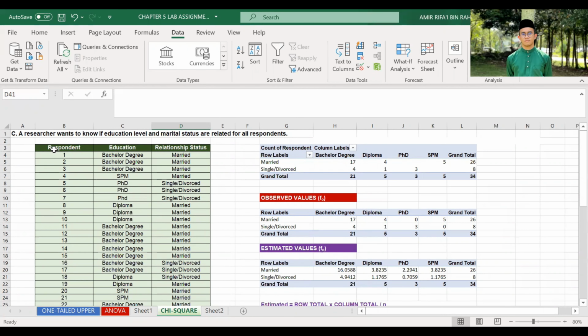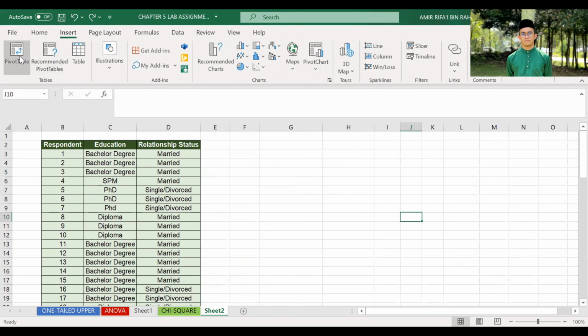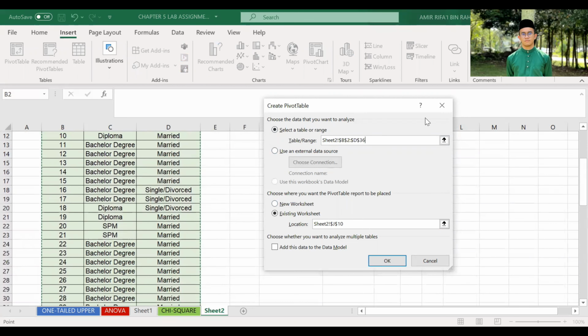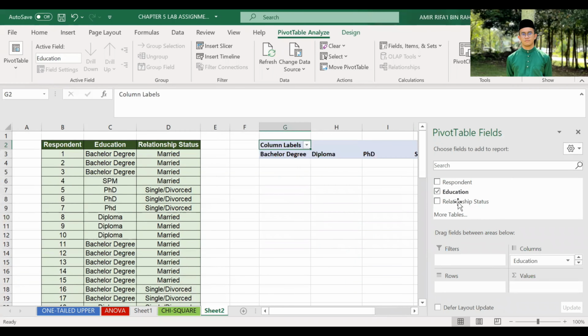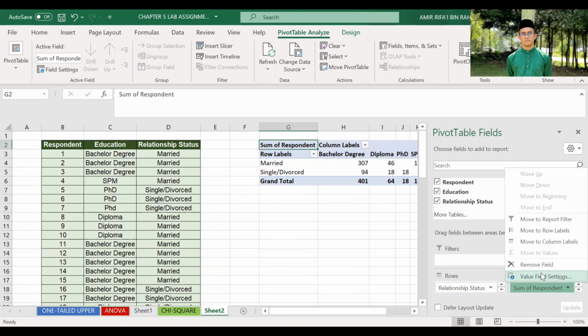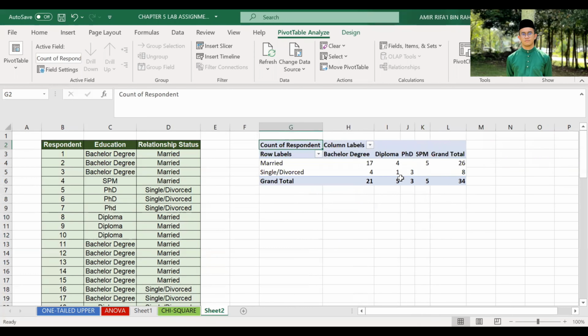For question 1c, we use chi-square. Firstly, click Insert and select PivotTable. For the table range, select all data, locate where you want to put it and click OK. For education, drag to the columns. For relationship status, drag to rows, and respondent, drag to the values, and don't forget to change it to count. Click OK and here is the outcome.